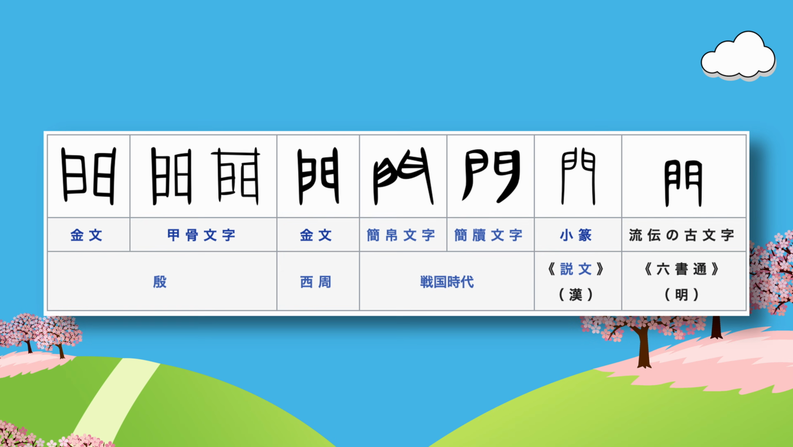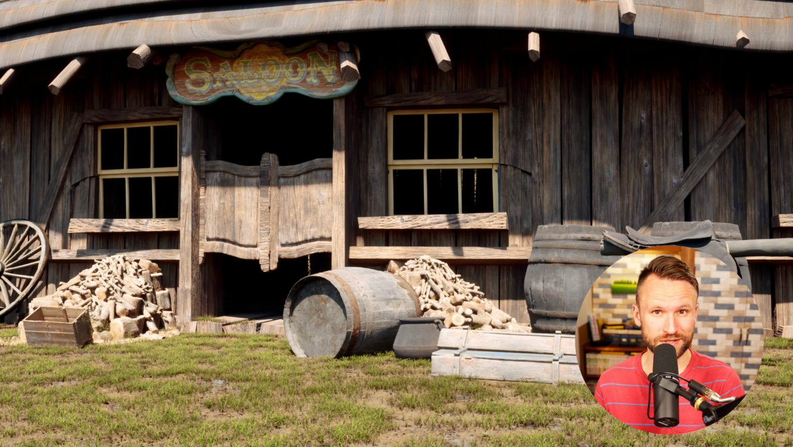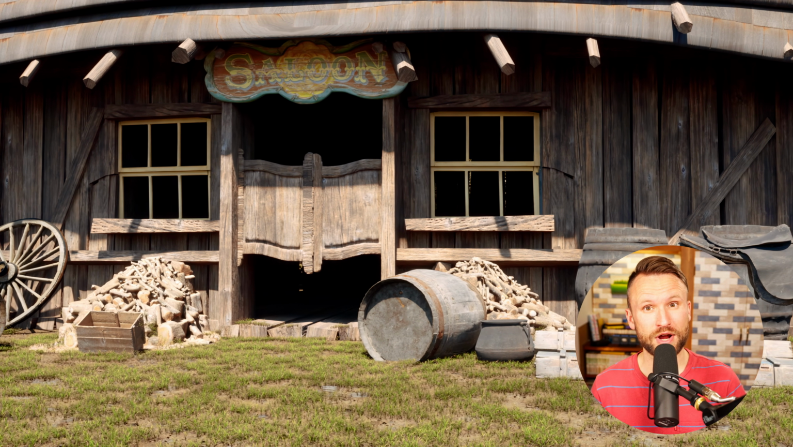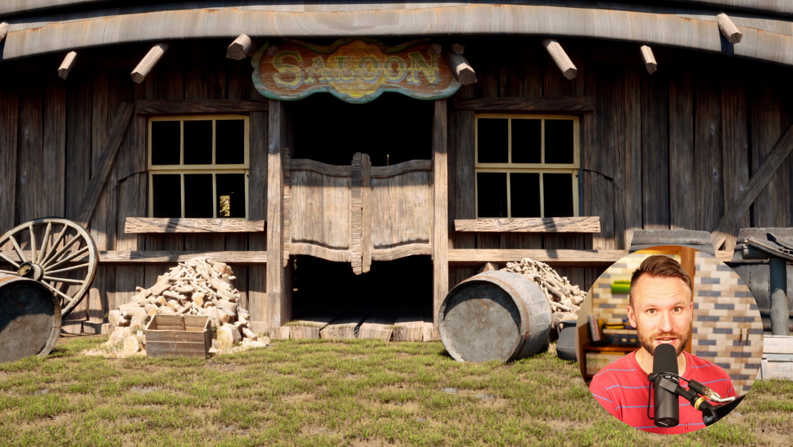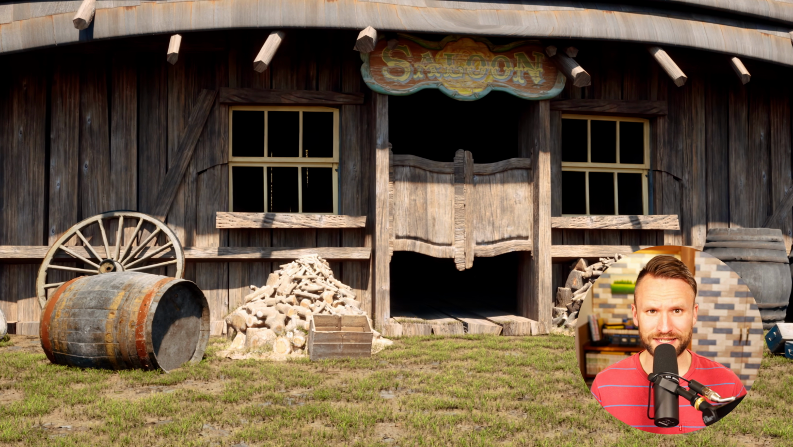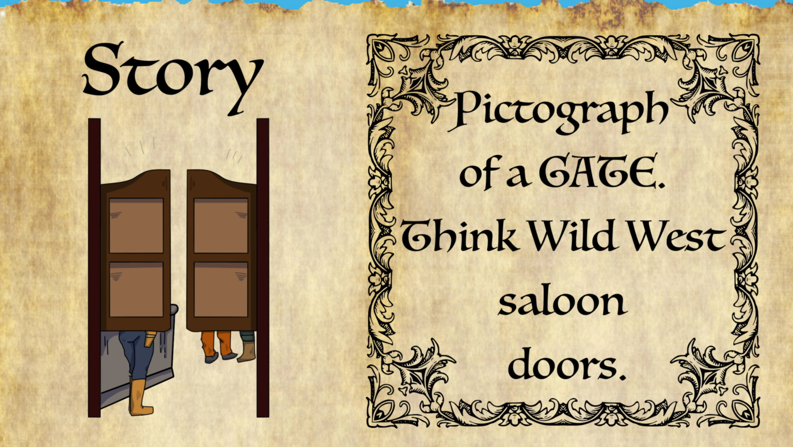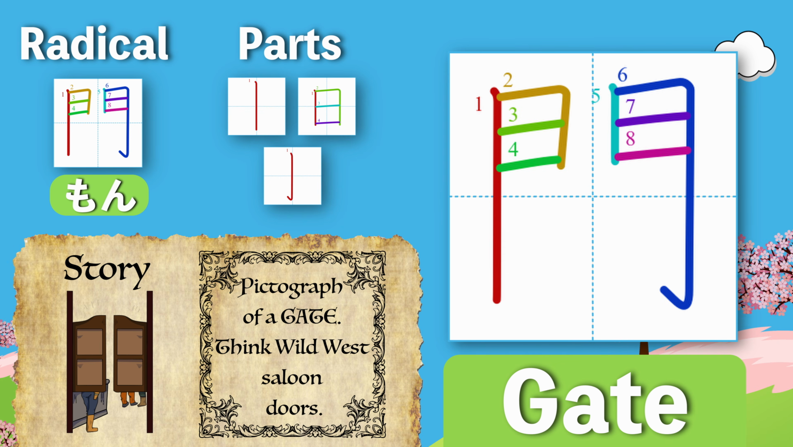The historical version of this kanji is exactly how I imagined the story for it, which I actually wrote before looking at the historical forms. They look exactly like 2 Wild West saloon doors. Explanations describe them as just 2 doors facing each other, or next to each other. But I can't unsee what I've seen. Our story for this one is, just like I said, a pictograph of a gate. Think Wild West saloon doors.